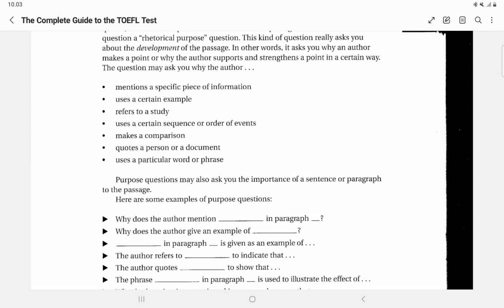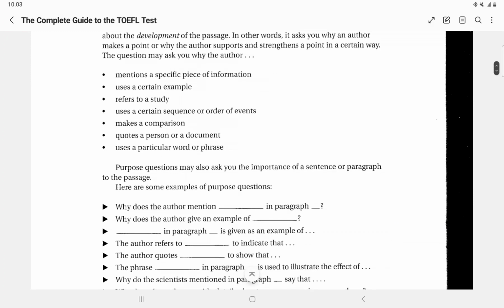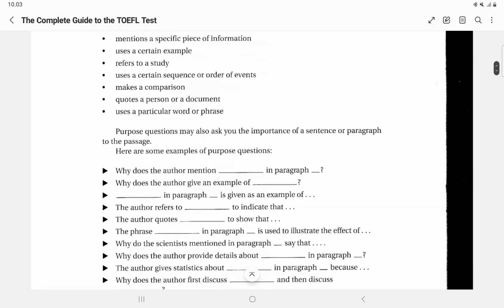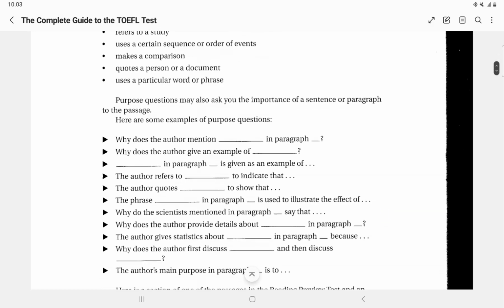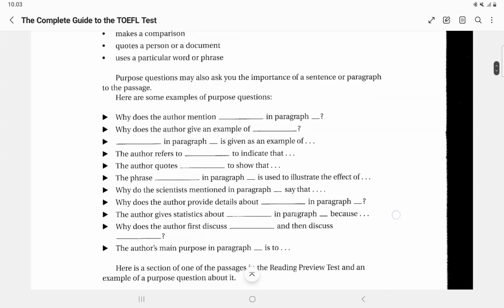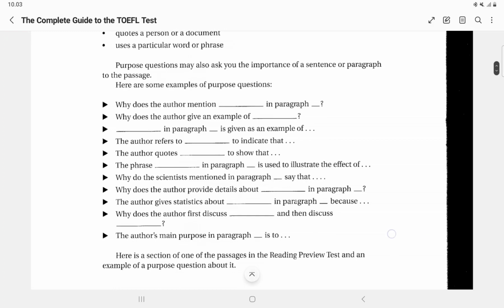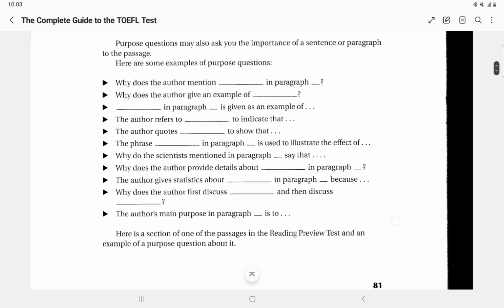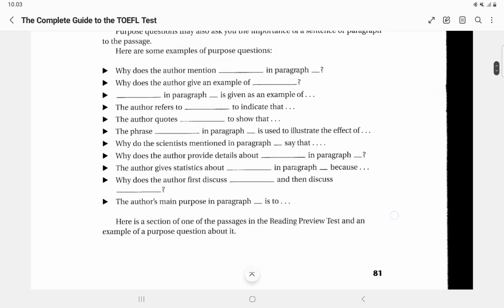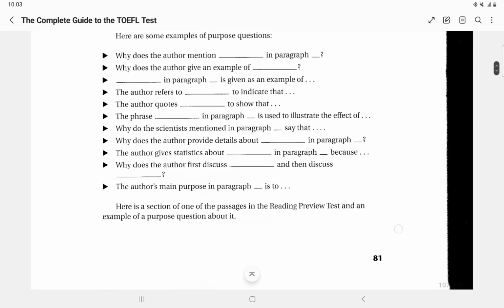The question may ask you why the author mentions a specific piece of information, uses a certain example, refers to a study, uses a certain sequence or order of events, makes a comparison, quotes a person or a document, or uses a particular word or phrase. Purpose questions may also ask you the importance of a sentence or paragraph to the passage. Here are some examples of purpose questions.